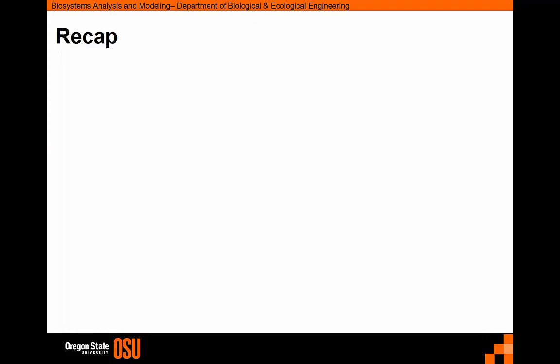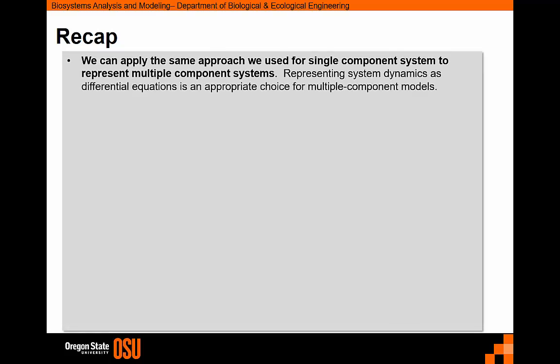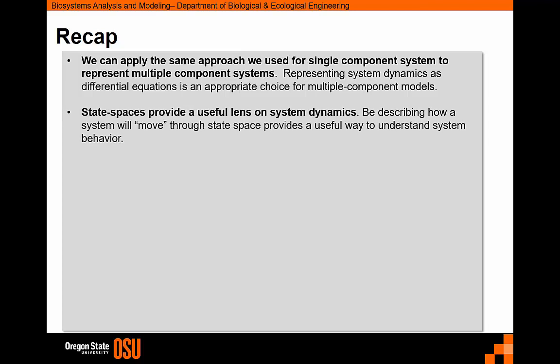So, to recap, in this module, we started looking at systems with multiple interacting components from the points of view of representation and analysis. We saw that we can apply the same approach we use for single component systems to represent multiple component systems. Representing system dynamics as differential equations is an appropriate choice for multiple component models. Second, we saw that state spaces can provide a useful lens on system dynamics. By describing how a system will move through state space, we have a useful way to understand system behavior.